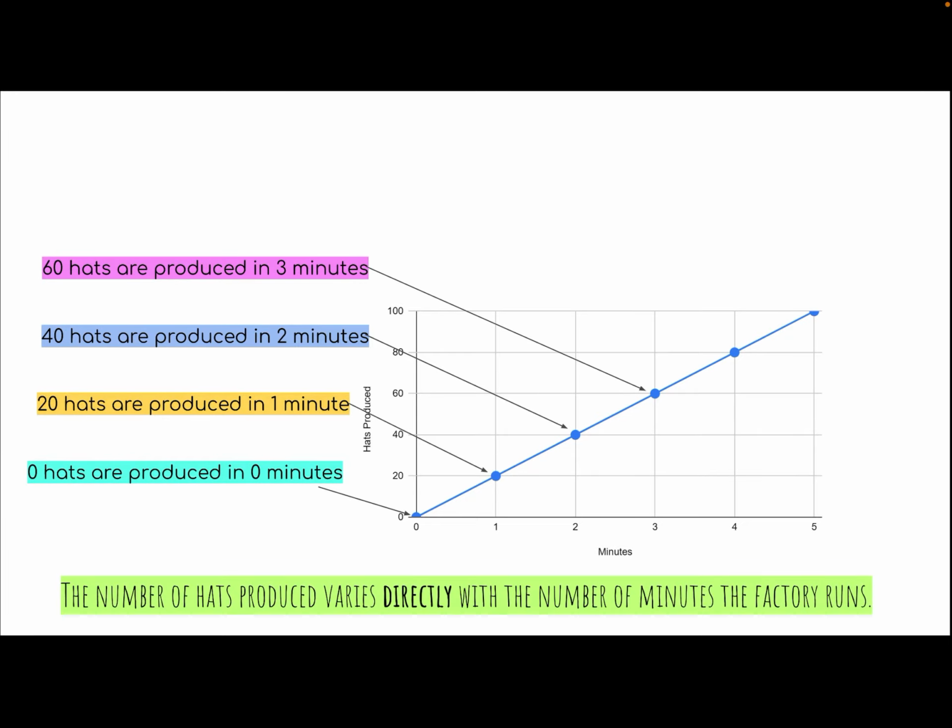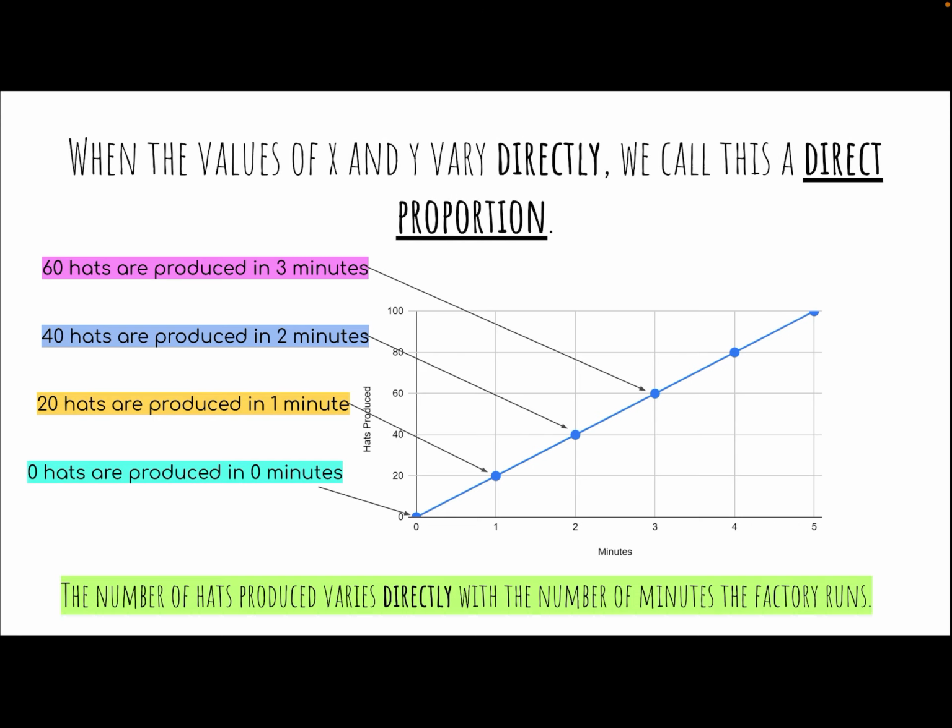So the number of hats produced varies directly with the number of minutes the factory runs. That's what it means when it goes up at an even increment. Every minute adds 20 hats. So when the values of x and y vary directly, we call this a direct proportion. So that's what a direct proportion is.